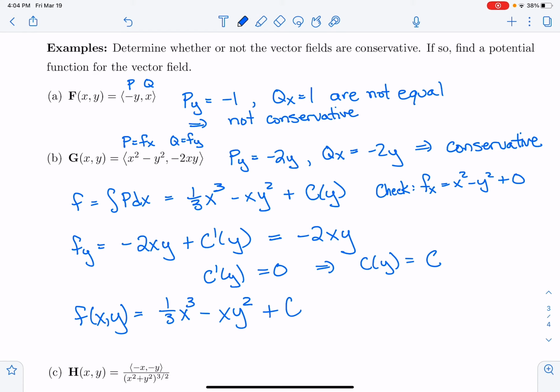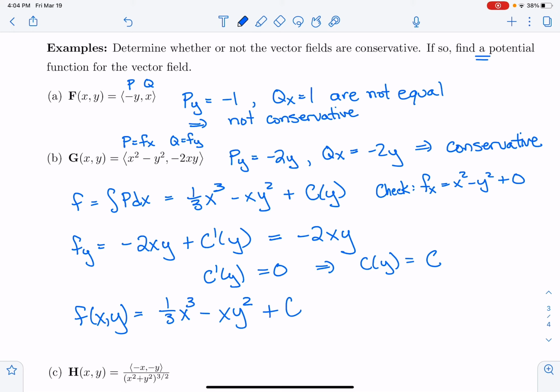So take that into account, because if it says to find a potential function, then you can let that constant be 0 if there's an arbitrary constant there. But if it says to find the potential function that satisfies some other constraint, you may need to find that constant.